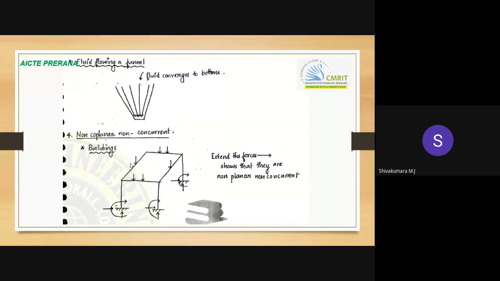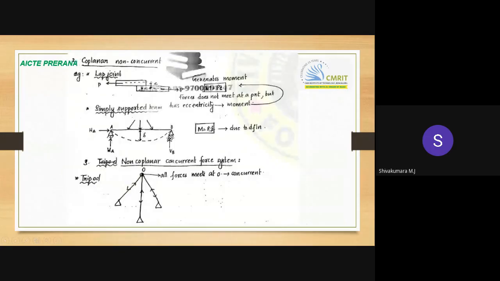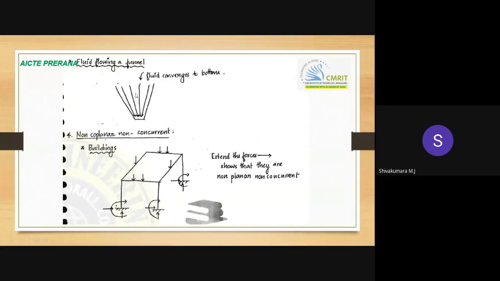Another example is fluid flowing in a funnel, which is also a non-coplanar concurrent force system. All the fluid particles try to pass through the slot, and they are forced in this direction by gravity. But three-dimensionally they flow inside, so it becomes non-coplanar concurrent. And then the fourth one, the non-coplanar non-concurrent force system: a framed structure. In a framed structure with beams, columns, and slabs, the forces do not lie in a single plane and do not meet at one single point. So this is an example of non-coplanar non-concurrent.